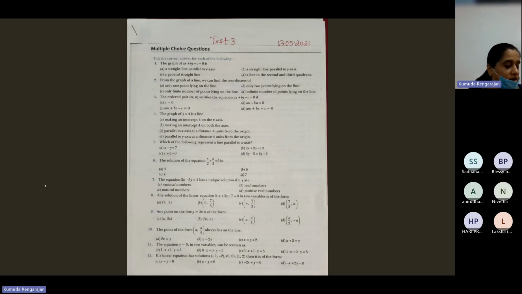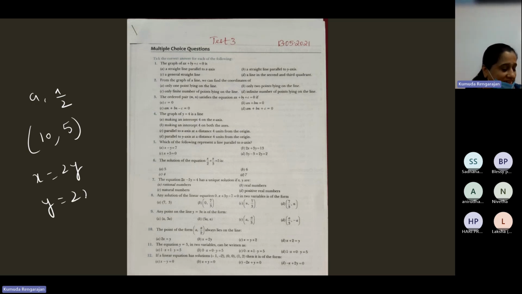Okay. So A comma A by 2. Just give an example for this so that we understand better. Supposing A is 10. What is A by 2? Fine. Now tell me, is X equal to 2y or Y is equal to 2X? They are the options given. See, X is 2y or Y is 2X, which is correct?